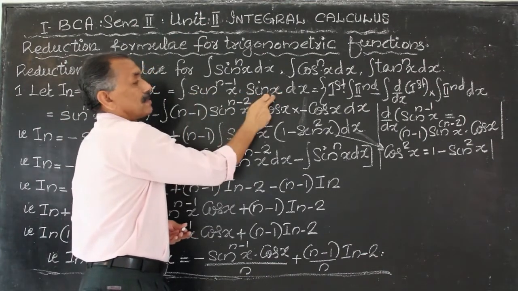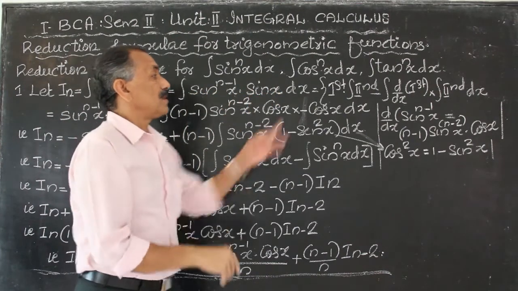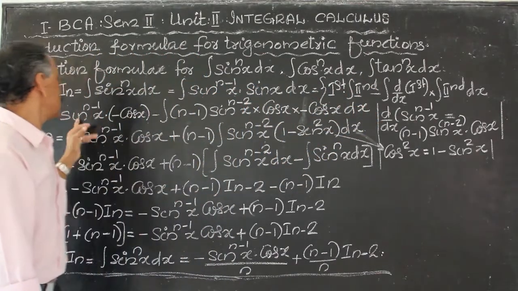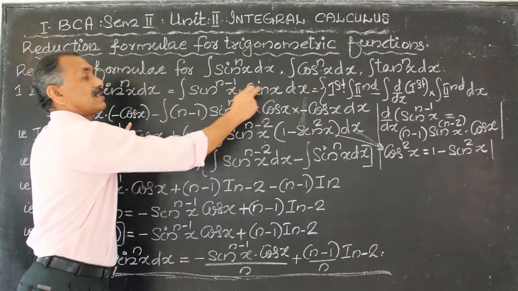Now integration by parts. What is integration by parts? First into integral of second. That is sin raised to n minus 1 x into integral of second, that means integral of sin x.